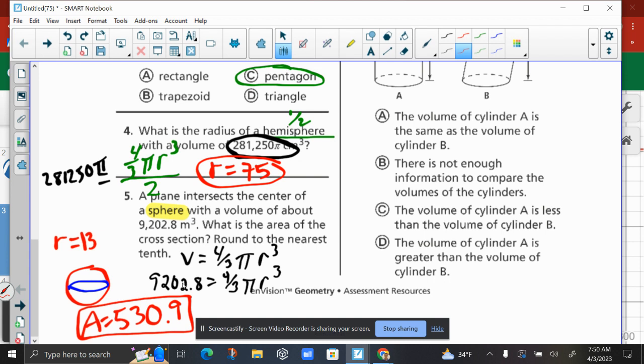So again, plug in the volume for V, solve for the radius, do that by Desmos. You can do that by hand, but a little tricky. After we do that, then we need to plug into the area formula of pi r squared using this r value.